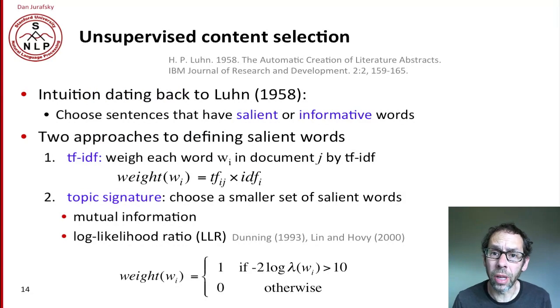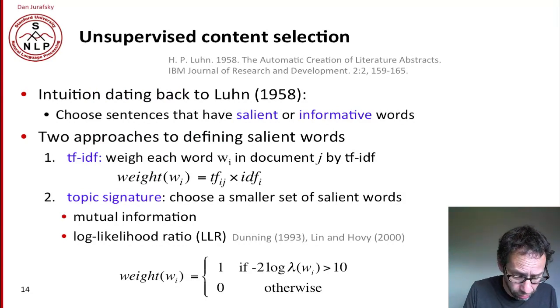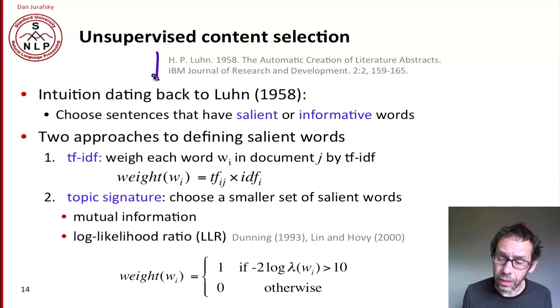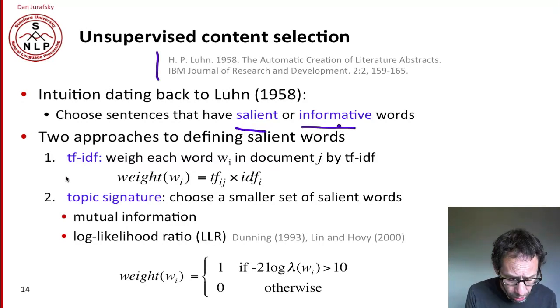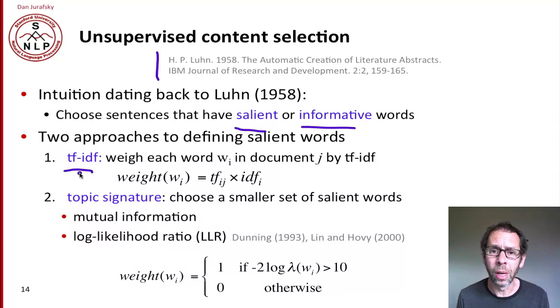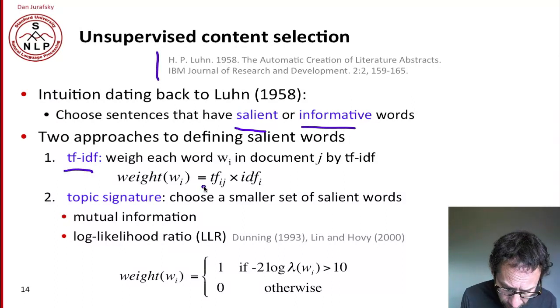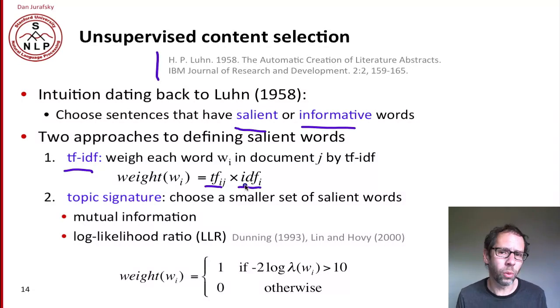The most commonly used algorithm for content selection dates back to the very earliest paper in the field from 1958. It's pretty exciting that these ideas came out so early. And the intuition is really very simple. Choose sentences that have salient or informative words. Well, what's that mean? Well, you've seen TF-IDF. That's a way of picking words that are particularly frequent and then don't contain words that occur in all documents. So that's one way we might define saliency or informativity.